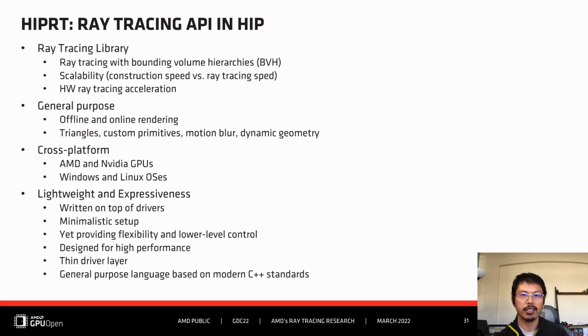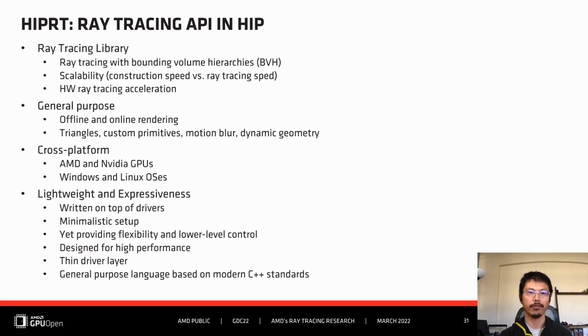HipRT implements ray tracing with BVH. It not only has a single way of building the BVH, but we provide several options for users to choose what they need. If you need a faster build of the BVH, but you are okay with a bit slower ray tracing speed, there's an option for that. And if you need faster ray tracing, but you are okay with a slower BVH build, there's an option for that. This is designed to be scalable. And obviously, hardware ray tracing acceleration is here too.